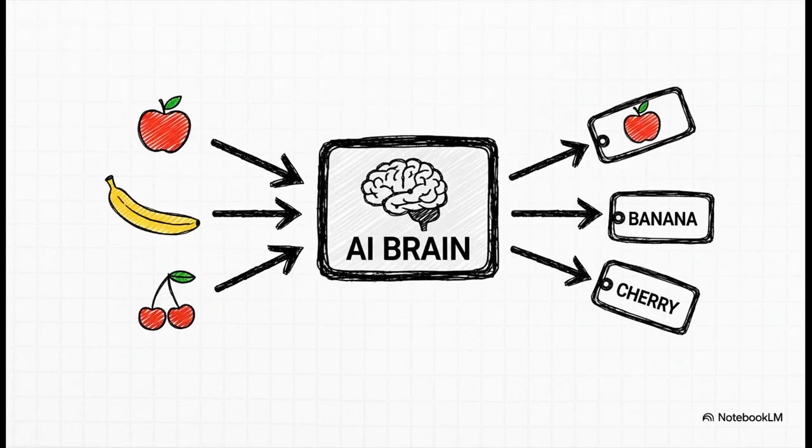And to do that, we're setting ourselves a mission. We are going to build an AI that can look at a picture and tell us if it's an apple, a banana, or a cherry. And believe me, by the time we're done here, you'll get exactly how this whole thing works.